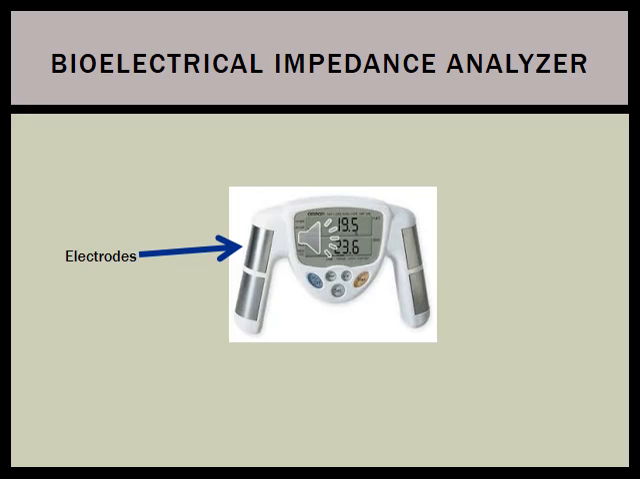Bioelectrical impedance analyzers send a small electrical impulse through the body. Very few people actually feel this impulse. As the impulse travels through the body, it will travel quicker through muscle and slower through fat. How quick it is able to travel through the body provides us with a percentage of body fat. A person will hold on to the electrodes on the bioelectrical impedance analyzer.